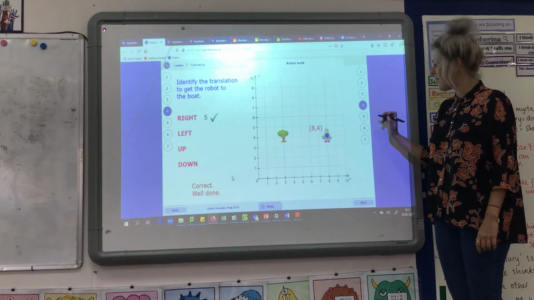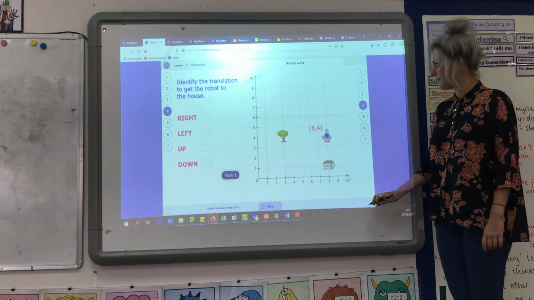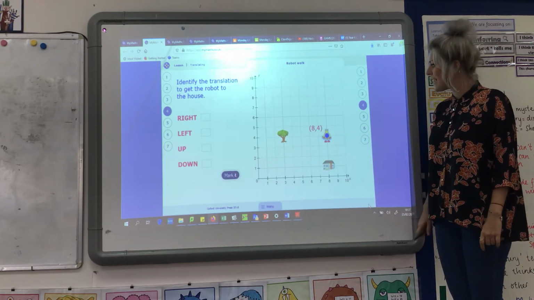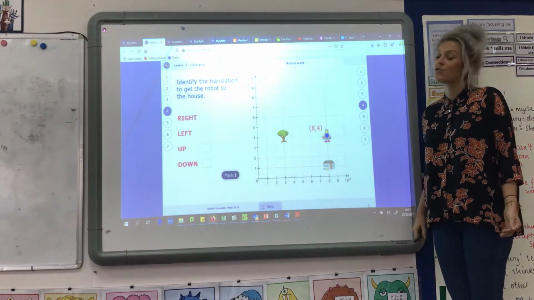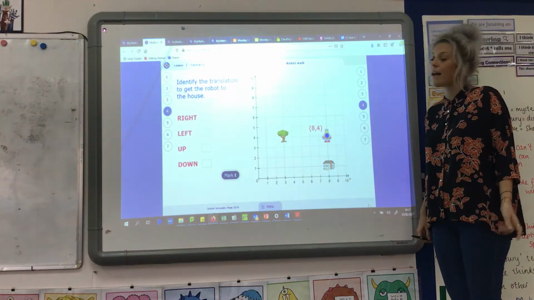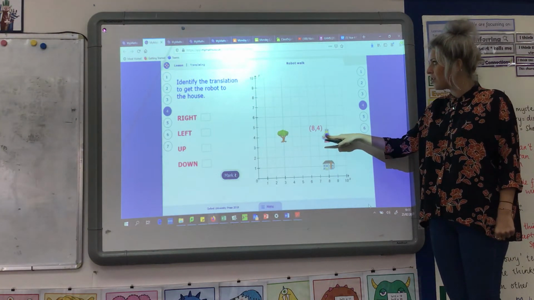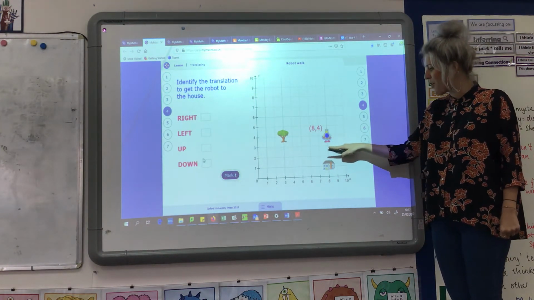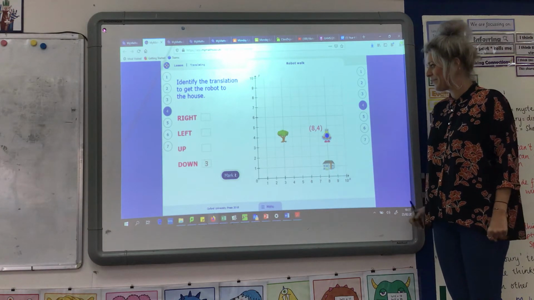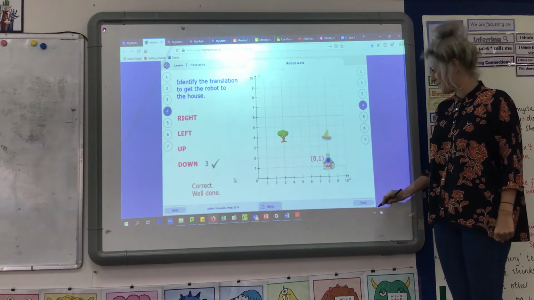Well done. Identify the translation to get the robot to the house. It's trying to trick us now by putting a tree in there as well, but we are too clever. We are going to move the robot down 1, 2, 3. Brilliant.